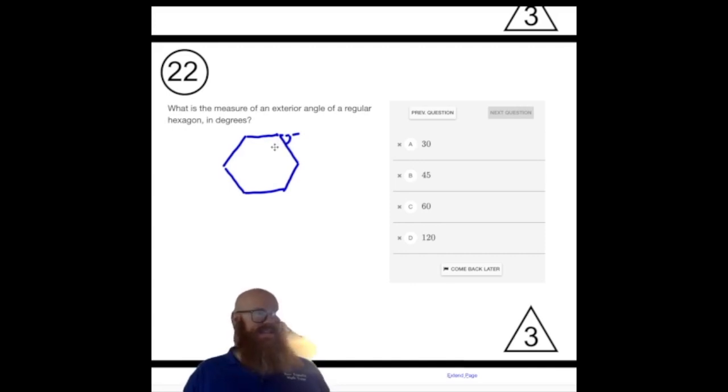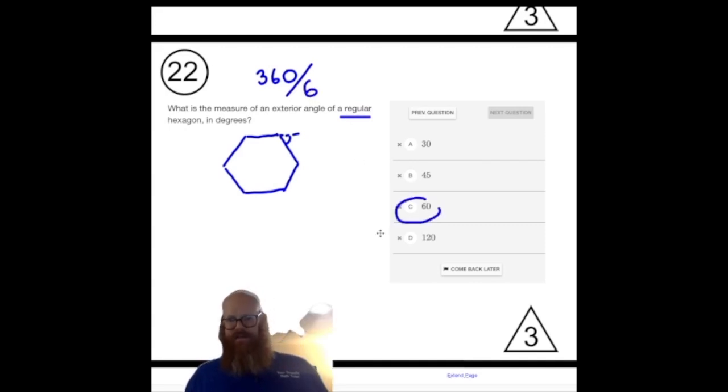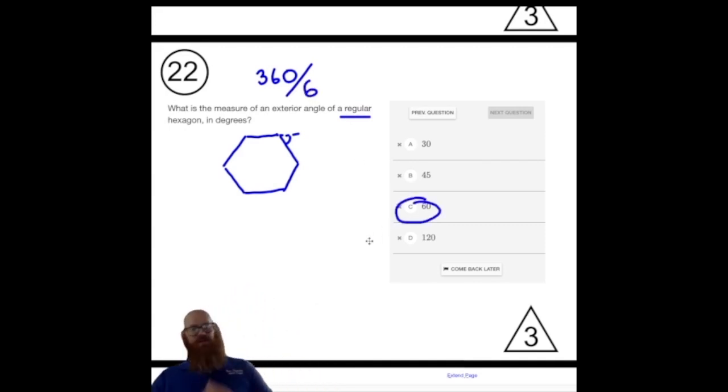And exterior angles always add up to 360. So if I have 6 exterior angles, because it's a hexagon, and they're all equal to each other or congruent because it's regular, then all I have to do is 360 divided by 6, and it's going to give me 60. So that is the answer and the quickest way to get it.